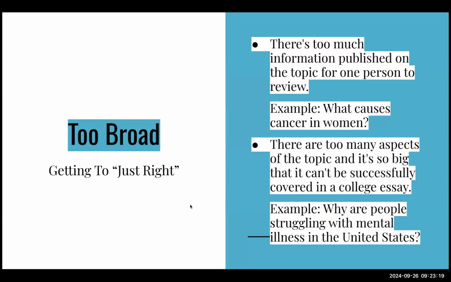All right, so now we did too narrow. Let's talk about too broad. So a topic is too broad when there's just too much information published. So for example, sometimes people come to the library and they say, well, my aunt had cancer.